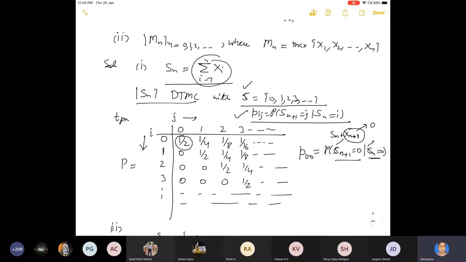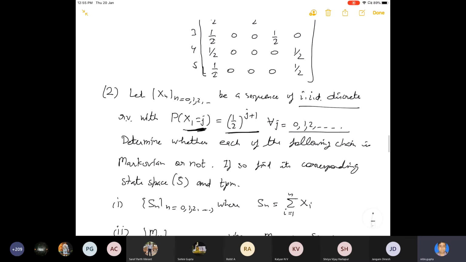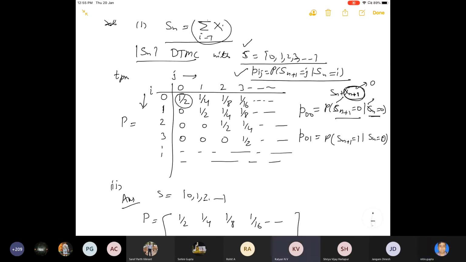Now, if we want to find P01, now the summation is 0 in the current step and 1 in the next step. That is only possible if xn plus 1 becomes 1. What is the probability of that? Half raised to 1 plus 1, that means 1 by 4. Is it okay? Yes, understood. Thank you.